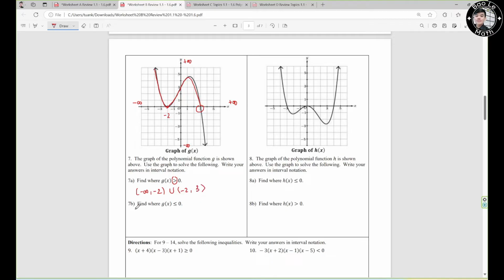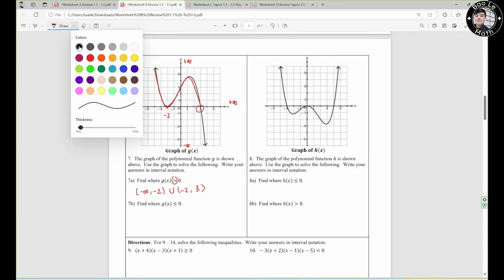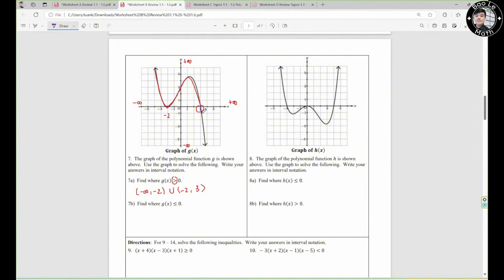Now question 7b, g of x less than or equal to 0, which means the guy below the axis right here. Alright, so it's going to be from 3 to infinity, right? Now, because we have the equal sign, which means we're going to include the 0, so the 0 is 3, so we have the bracket right here. And we look at this one, we need to include the 0 right here too. So this guy union negative 2.